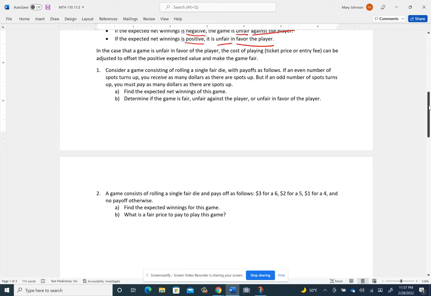So the first problem says we got a game, we're going to roll a single fair die. So before we even get started on that, we know the outcomes of rolling a fair die would be the numbers 1, 2, 3, 4, 5, or 6. Move that up a little bit.